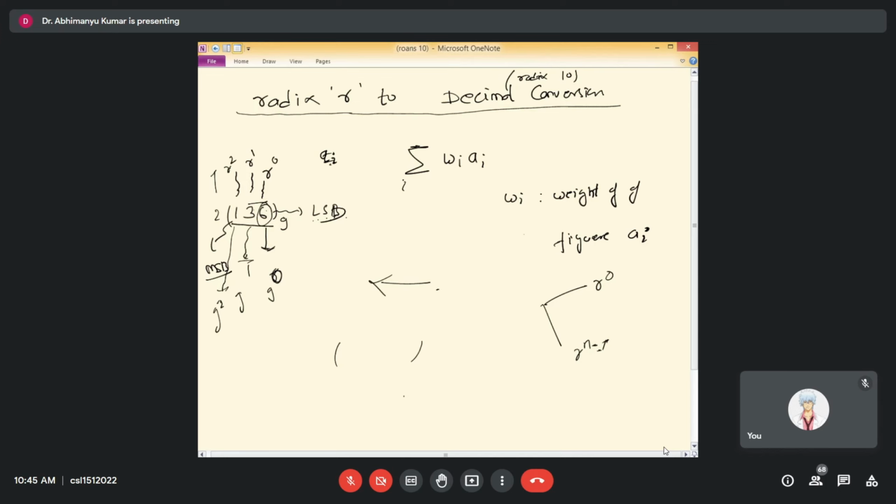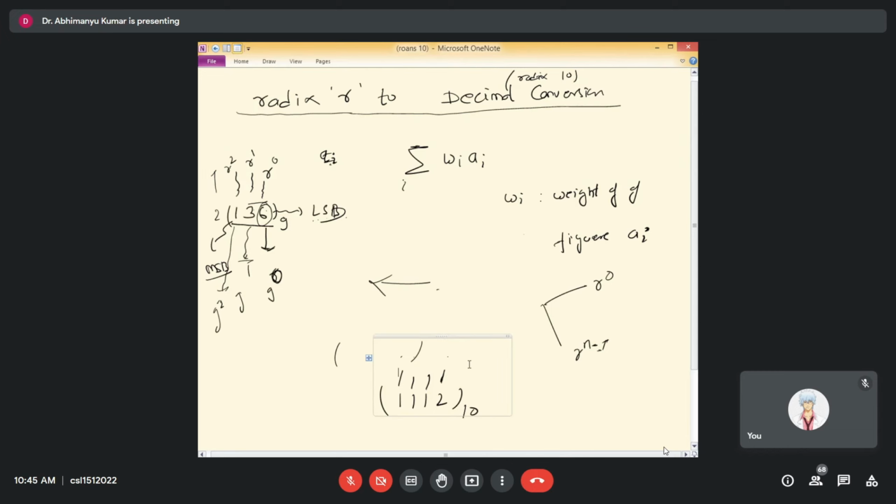Suppose we have 1, 1, 1, 2, represented in the decimal system. What is the weight of 2? 10 to the power 0. What is the weight of this one? 10 to the power 1. What is the weight of this one? 10 to the power 2. Weight of this one? 10 to the power 3. Right? So it depends on the position of the individual figure. Okay.